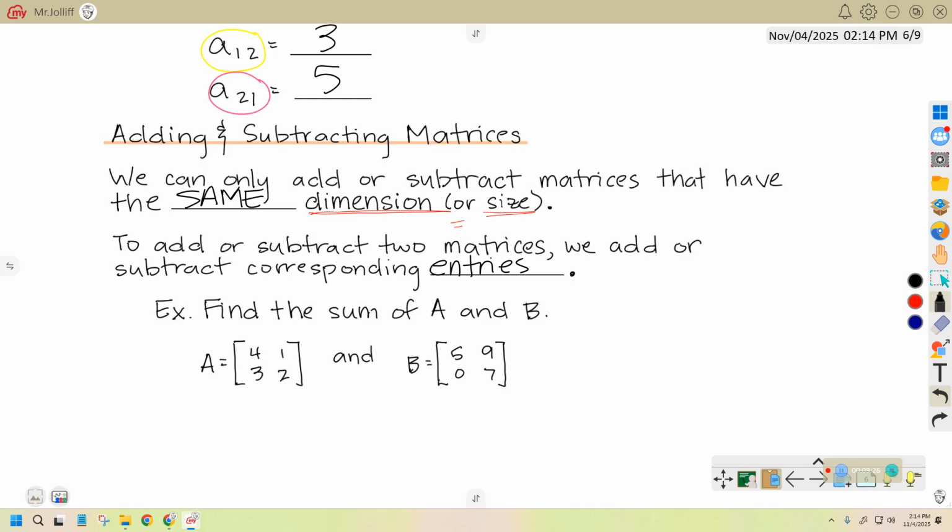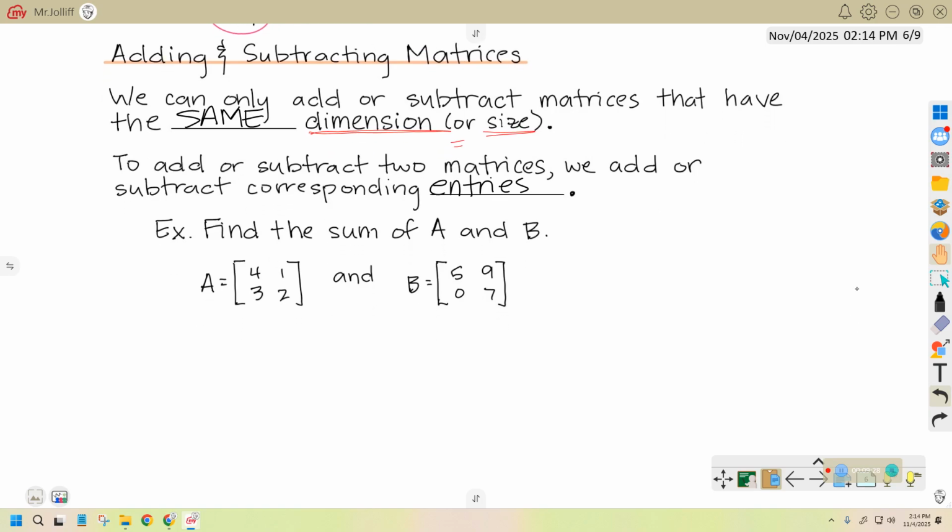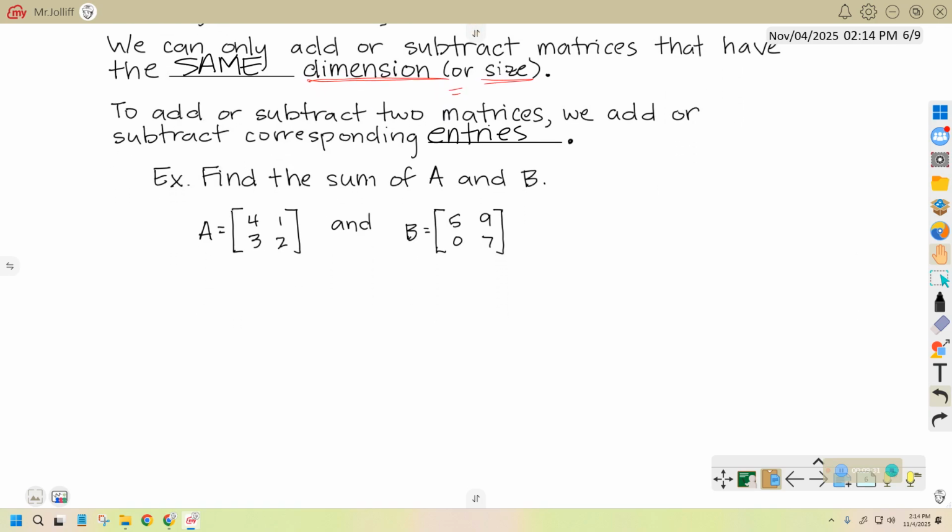So we're going to do the first example nice and slow, and I'm going to do the intermediate step. But after that, I suspect most of you are going to be able to do this in your head, because once you see the pattern, I think it's going to be pretty straightforward. But let's show the pattern first. So I want to find A plus B. First thing I check, are A and B the same size?